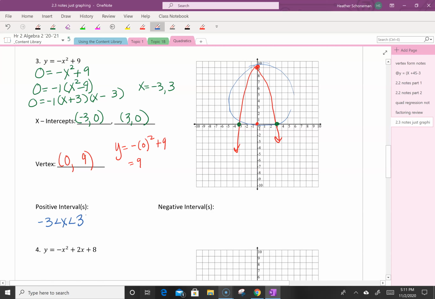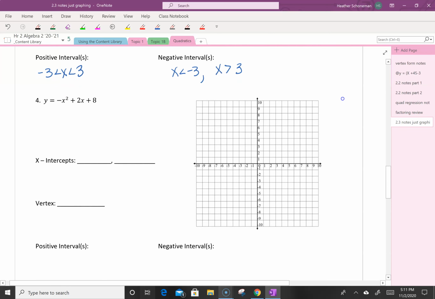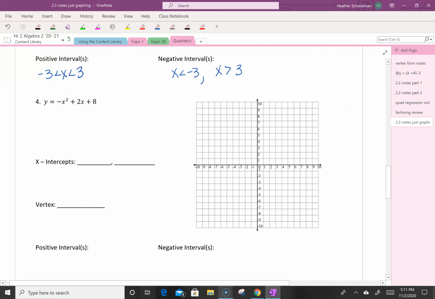Then I have to talk about my 2 negative intervals. Well, there's a negative interval here, which is everything to the left of negative 3, so it's everything smaller than negative 3. And over here, it starts at 3 and it's everything bigger, so it's x is greater than 3. All right, try it again on the last one.